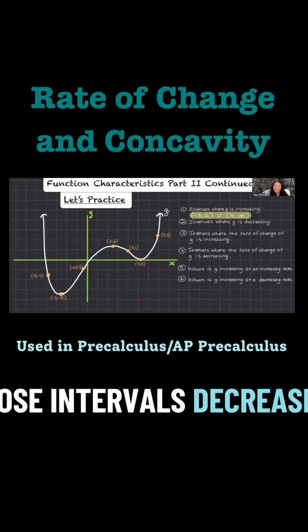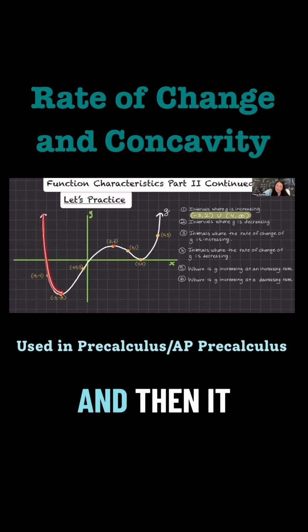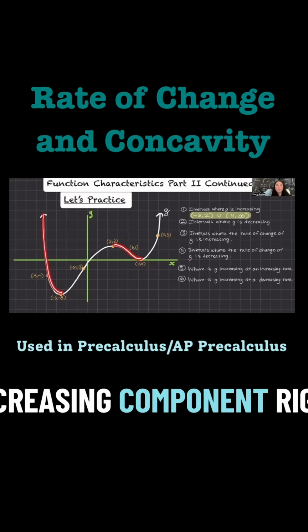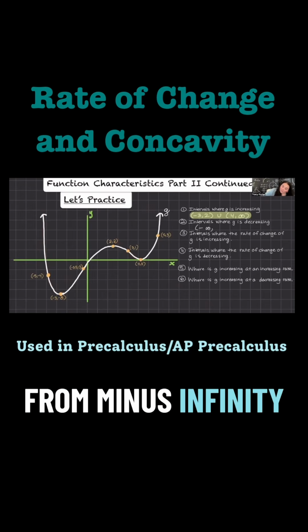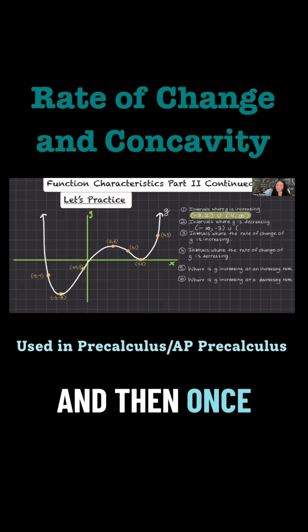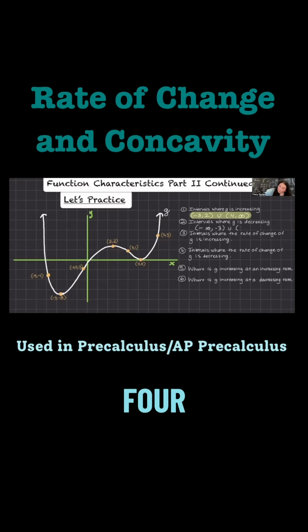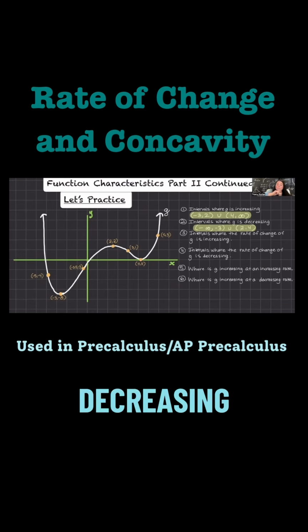Decreasing, it's going to decrease from -infinity down to here. And then it has another little decreasing component right here. So let's write those down. It's decreasing from -infinity to -3. And then once again, it decreases from 2 to 4. That is where G is decreasing.